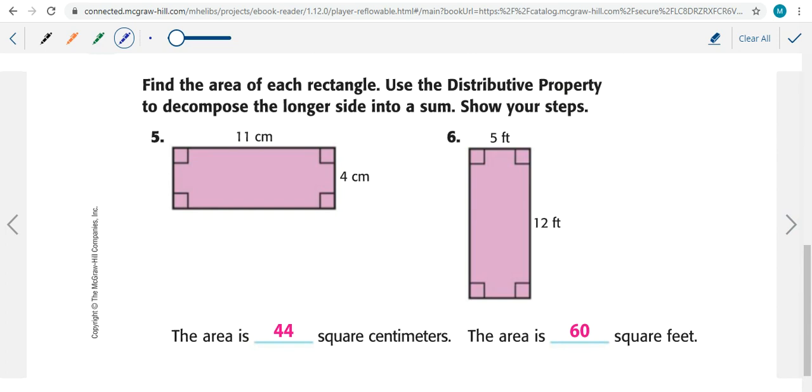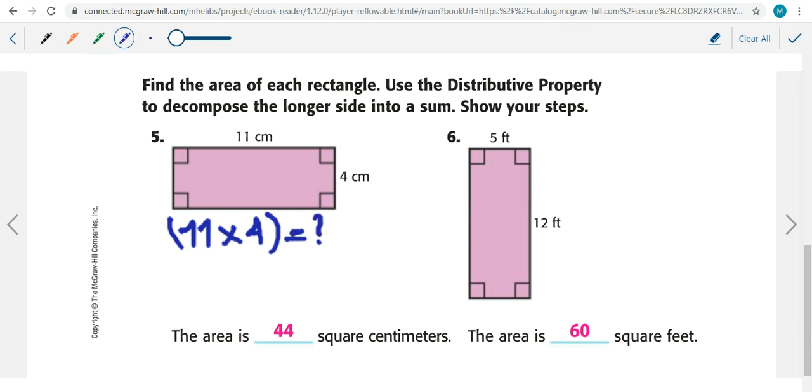Okay, now find the area of each rectangle. Use the distributive property to decompose the longer side into a sum. Show your steps. Now, we are going to find the area, and remember that area is equal to length times width. We need to find how much is 11 times 4. This is my problem, right?